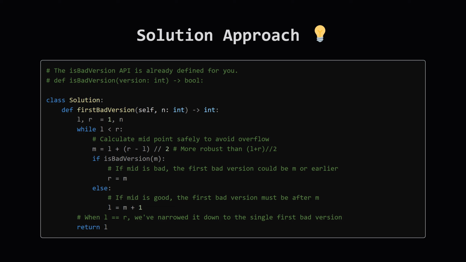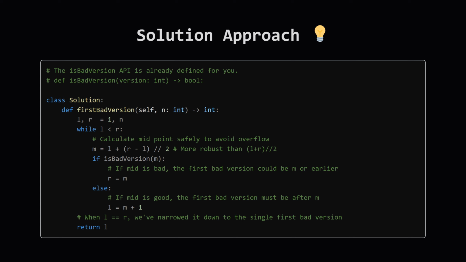Since the versions have the property that once one is bad, all following ones are bad, like a sorted sequence of good, good, bad, bad, binary search is ideal. We maintain a left and right pointer, initially 1 and n. In each step we check the middle version using isBadVersion.